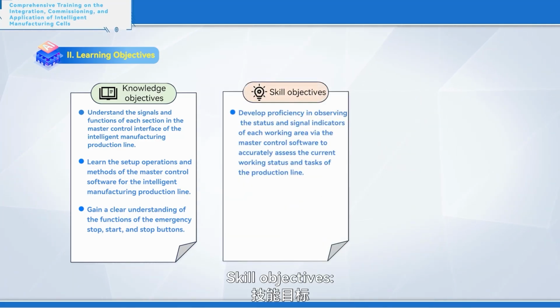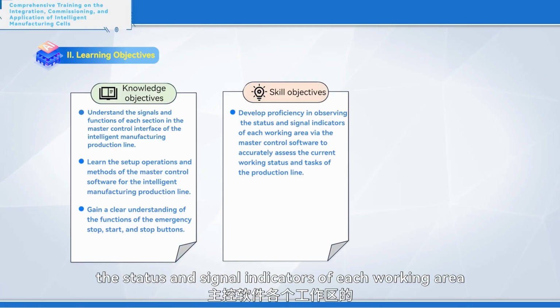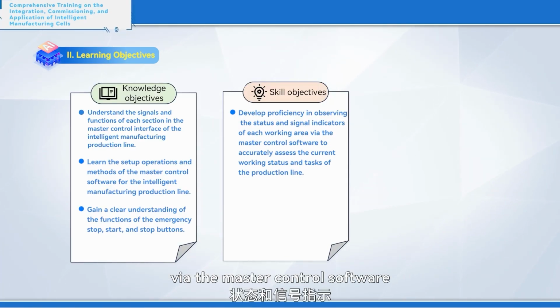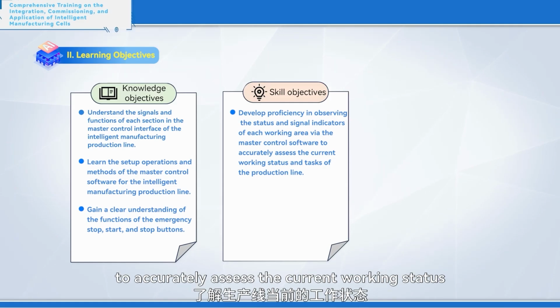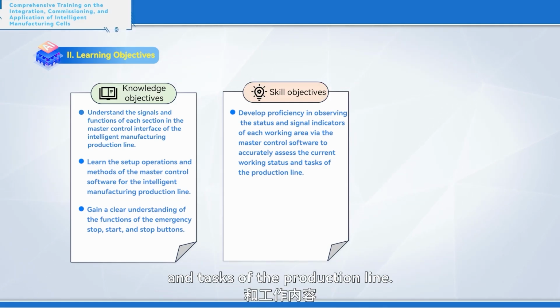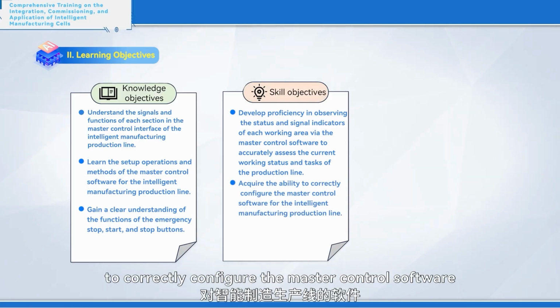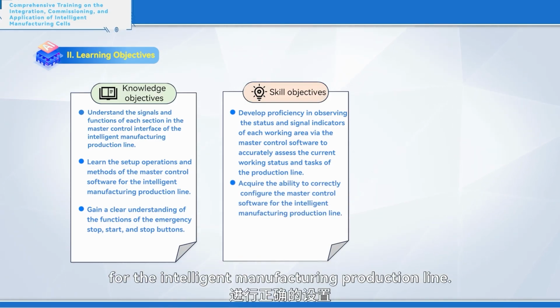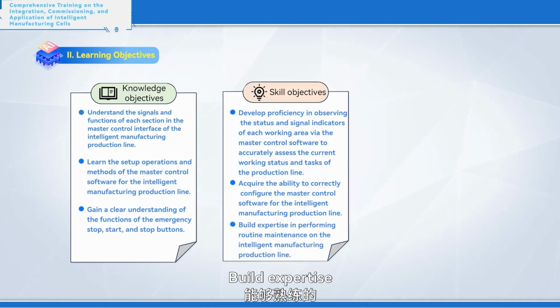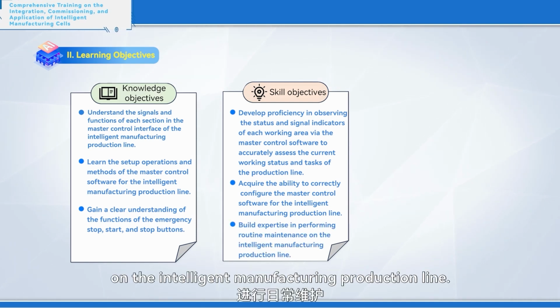Skill objectives. Develop proficiency in observing the status and signal indicators of each working area via the master control software to accurately assess the current working status and tasks of the production line. Acquire the ability to correctly configure the master control software for the Intelligent Manufacturing Production Line. Build expertise in performing routine maintenance on the Intelligent Manufacturing Production Line.